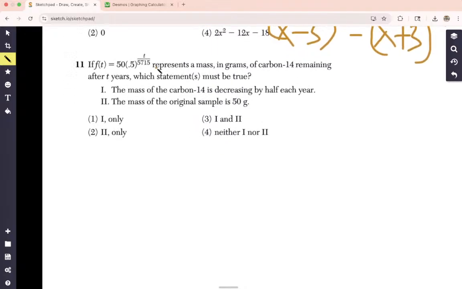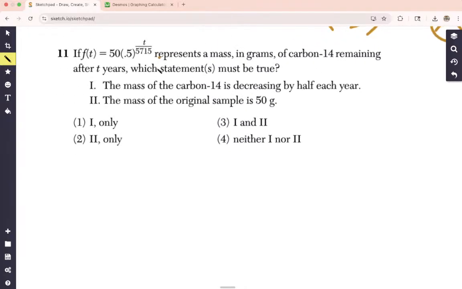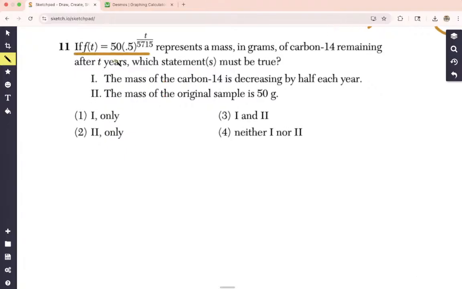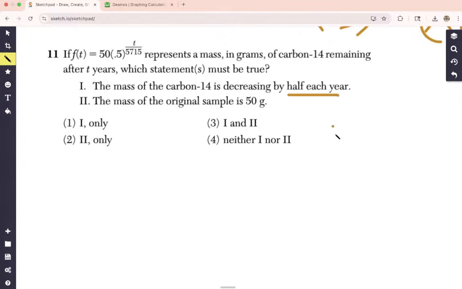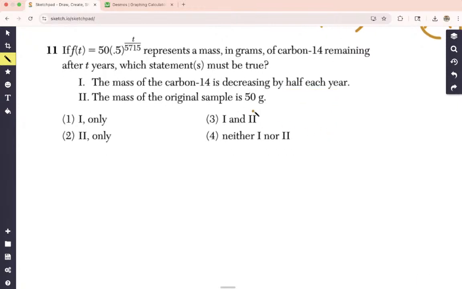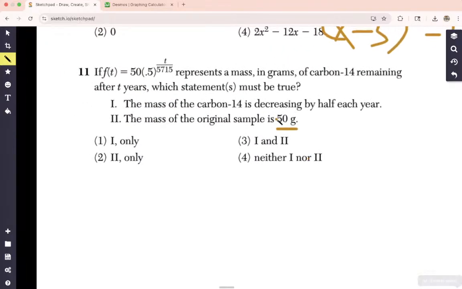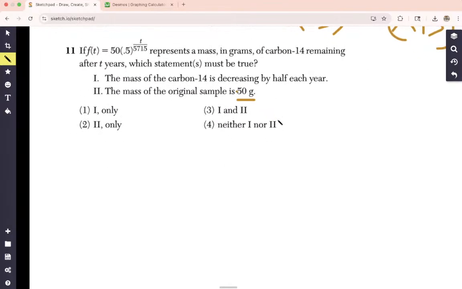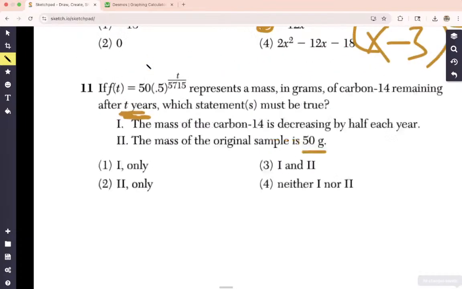You have f of t, that's going to be 50 times 0.5 to the t over 5,715. The statement says the mass of the original sample is this. What do you think this is? After t years. Well, t is in years.